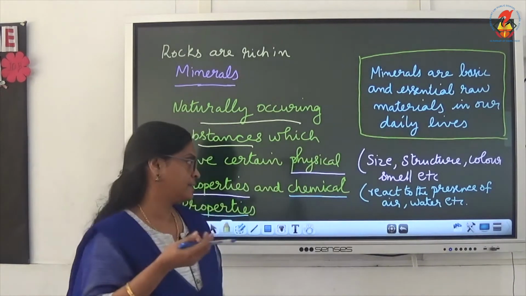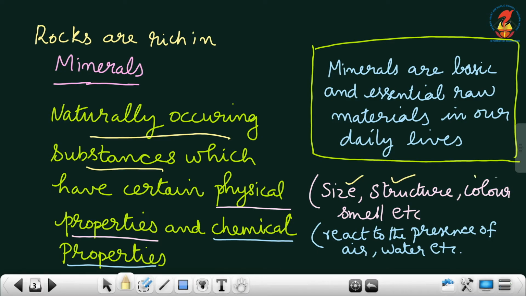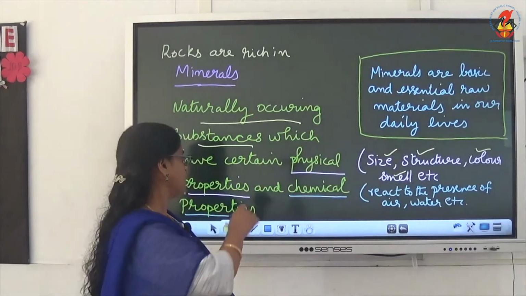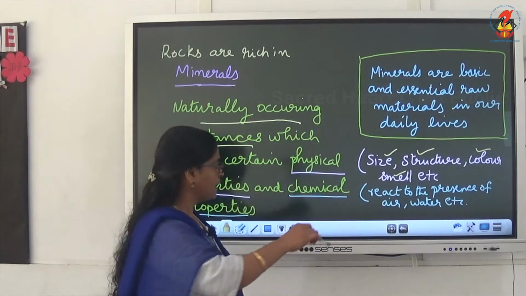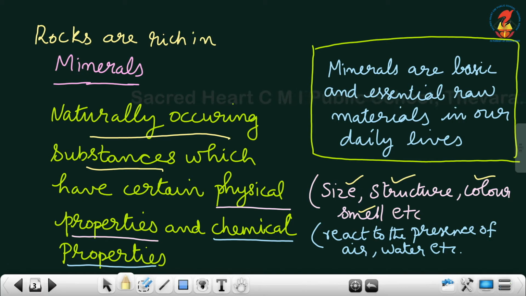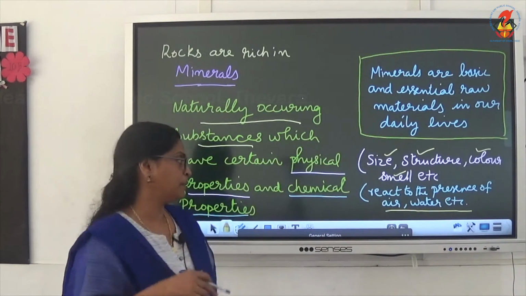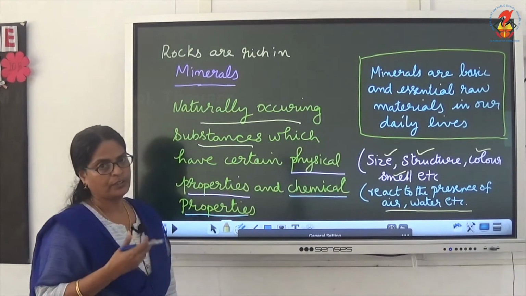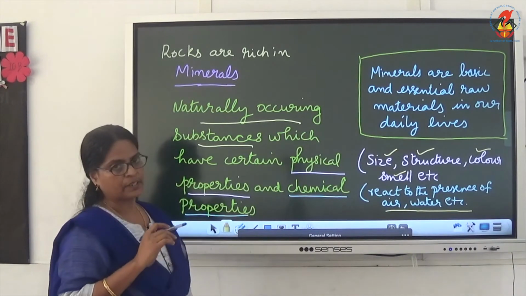And what do you mean by physical properties? The mineral has size, structure, color, smell, etc. These are called the physical properties of minerals. Then chemical properties, like they react to the presence of air and water. This mineral changes or reacts in the presence of air, water, etc. These are the chemical and physical properties of minerals.